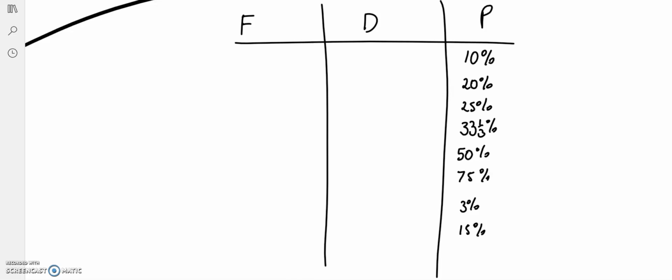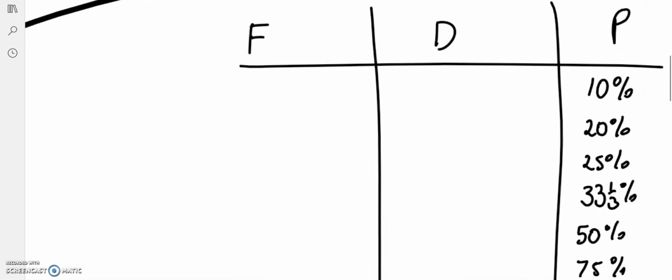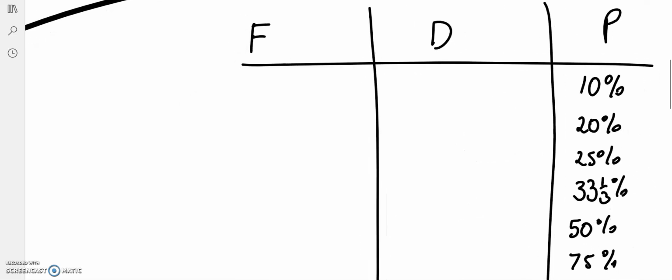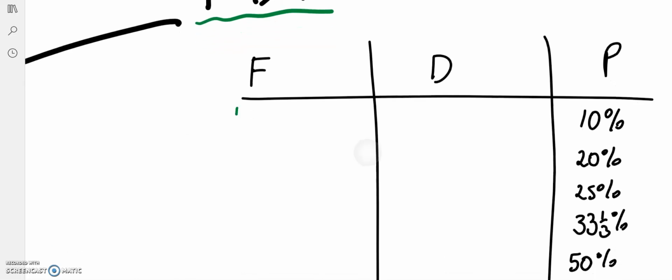So the first one we've got is 10%. Percent literally means out of 100. So 10% literally means 10 out of 100. And hopefully you can see that 10 out of 100 can be simplified to 1 over 10 because they're both in the 10 times table. To go from a percentage to a decimal, we just divide by 100. So if we do 10 divided by 100, we're going to get 0.1.